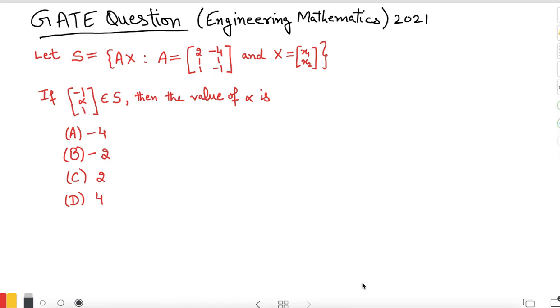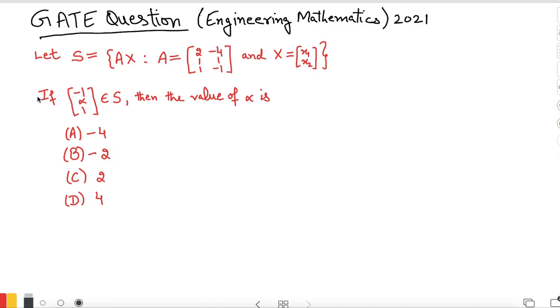This is a GATE question from 2021 Engineering Mathematics. The question says, let S be a set of all vectors of the form Ax such that A is a matrix of size 3 by 2 and x is a column vector of 2 elements. If there is a vector in S which is a column vector with elements minus 1, alpha and 1, then the value of alpha is, and the four options are given: a) minus 4, b) minus 2, c) 2 and d) 4.